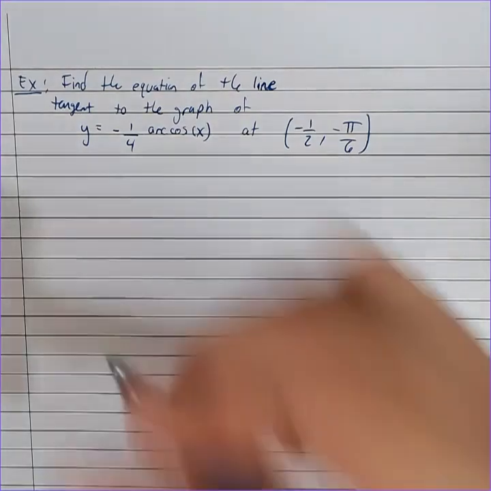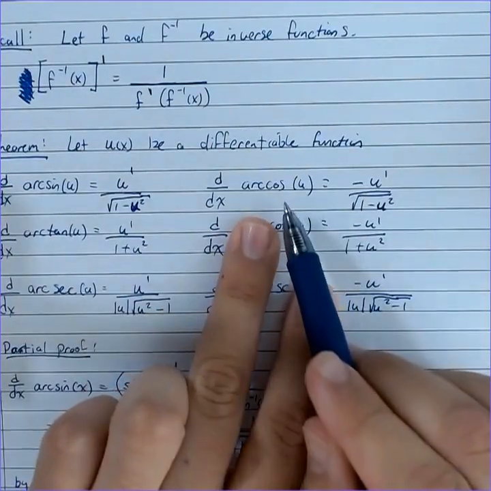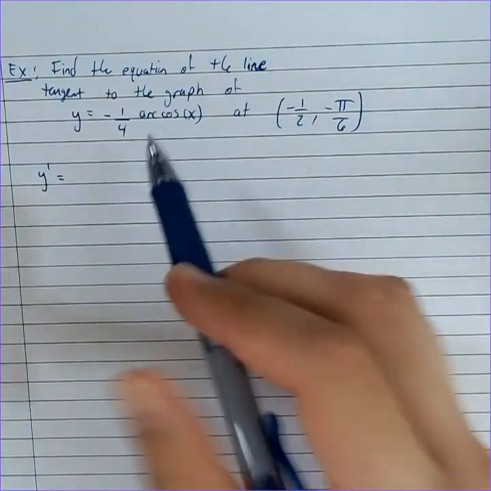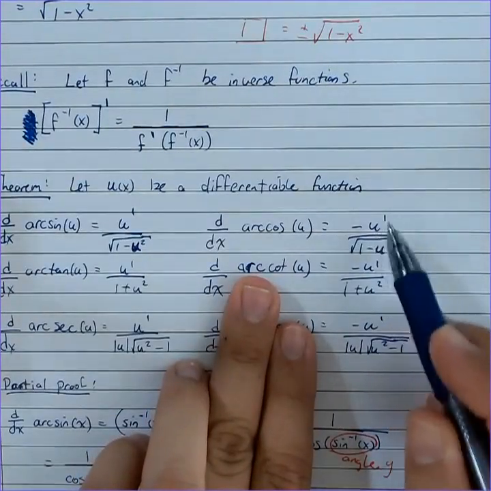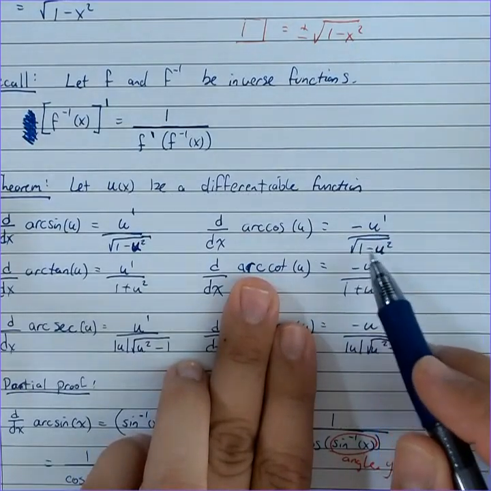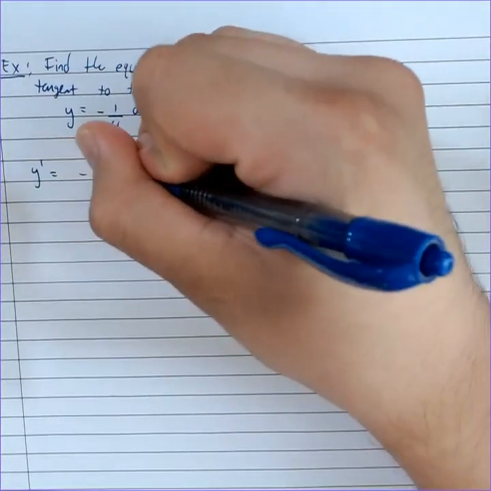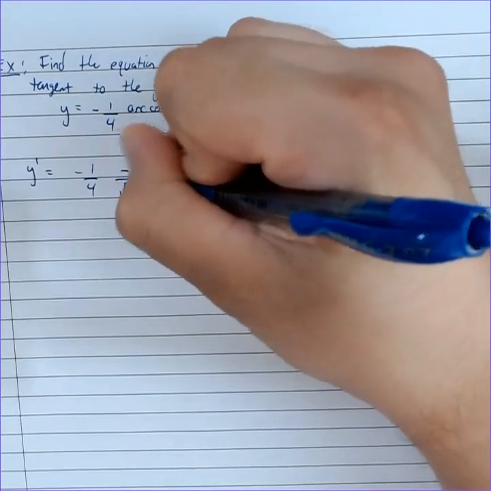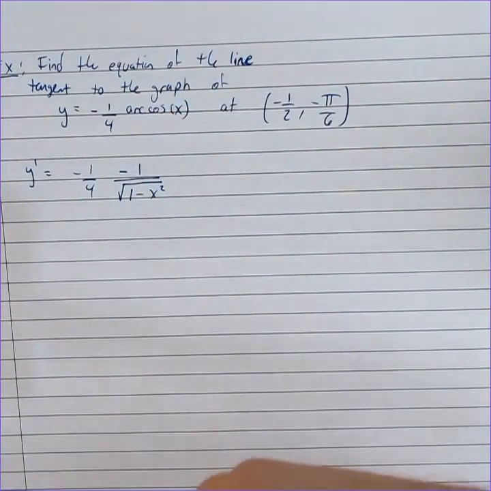All right, so let's go ahead and find a derivative. We want to find y prime. Okay, and remember we have that the derivative of the arc cosine is negative u prime over the square root of 1 minus u squared. But in this case, u is just x. Okay, well, x prime will be 1. So here, this is just going to be the number 1. So we're going to have minus 1 over the square root of 1 minus u squared, or I guess x squared. That negative 1/4 is just going to stay as it is. So we're going to end up with negative 1/4 times negative 1 over the square root of 1 minus x squared. So that's the derivative of our function.